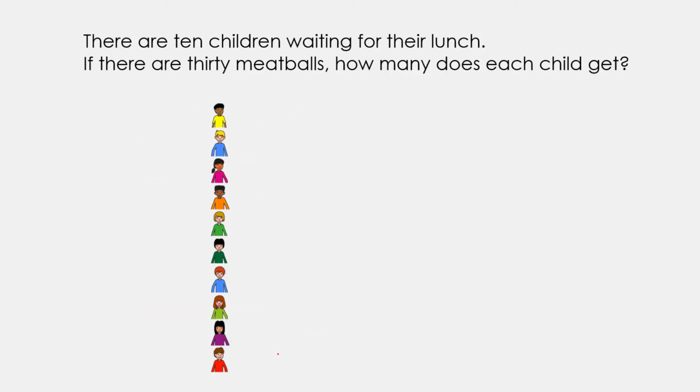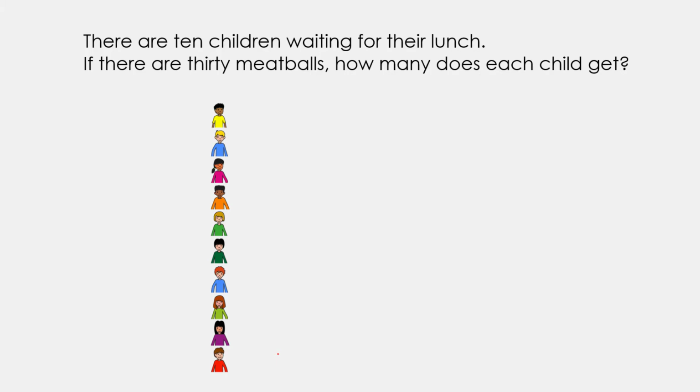One more example. There are 10 children. You can see the 10 children there. They're waiting for their lunch, all very hungry, lots of rumbling tummies. If there are 30 meatballs, how many does each child get? 10 children, 30 meatballs. How would you do it? What would the slow way be? What would the quicker way be?